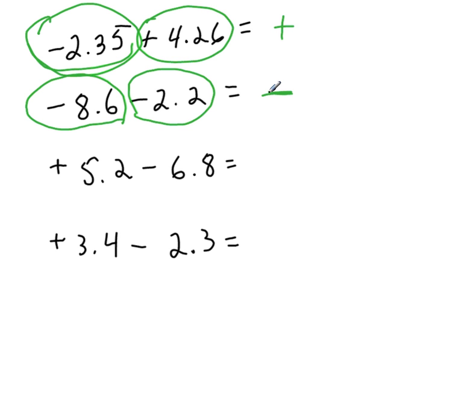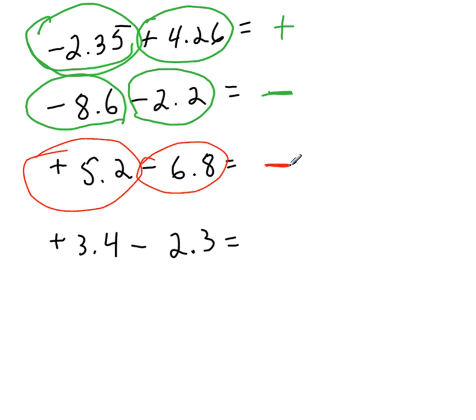On the third example, I have 5.2 and I've lost 6.8. So I lost more, and the minus sign meaning lost. I've lost more than what I had, so I know I'm going to have a negative answer.